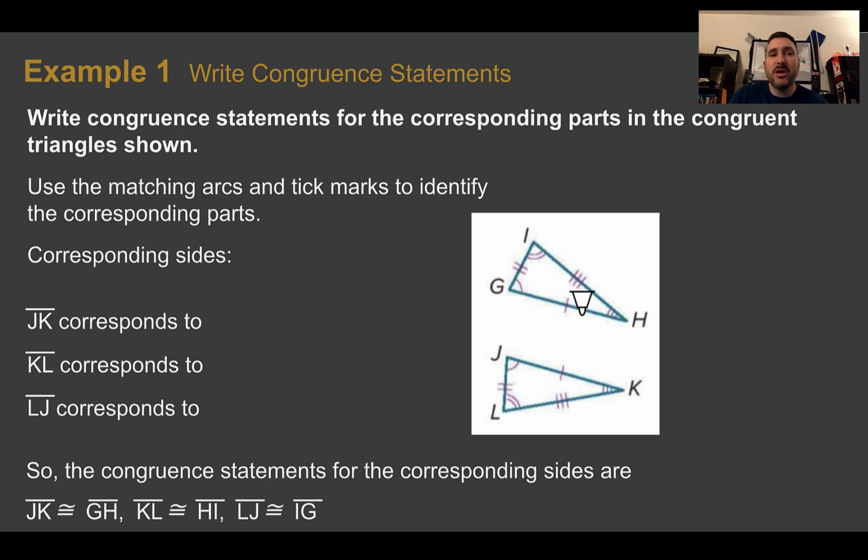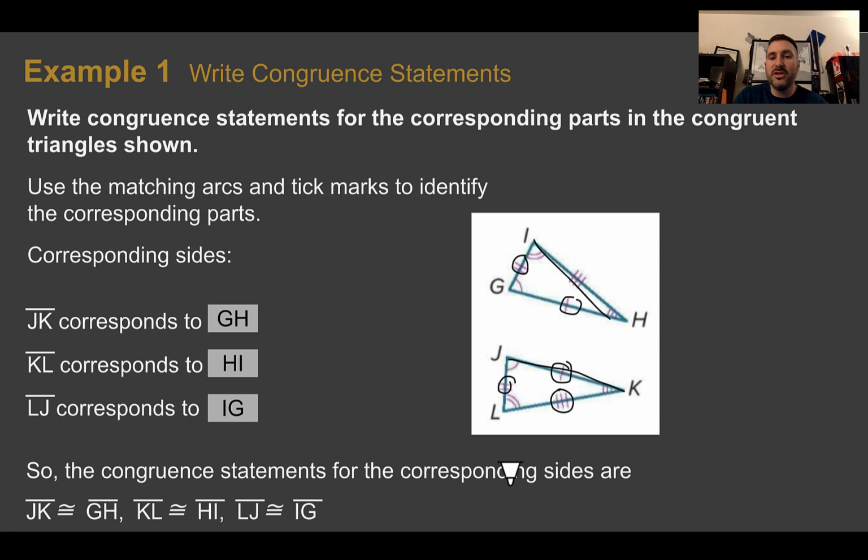Use the matching arcs and tick marks to identify the corresponding part. So first, corresponding sides, JK corresponds to what? So JK is here. It has 1 tick mark. So 1 tick mark would be GH. KL has 3. So which one has 3? That would be IH or HI. And then LJ over here with 2 tick marks must be IG.